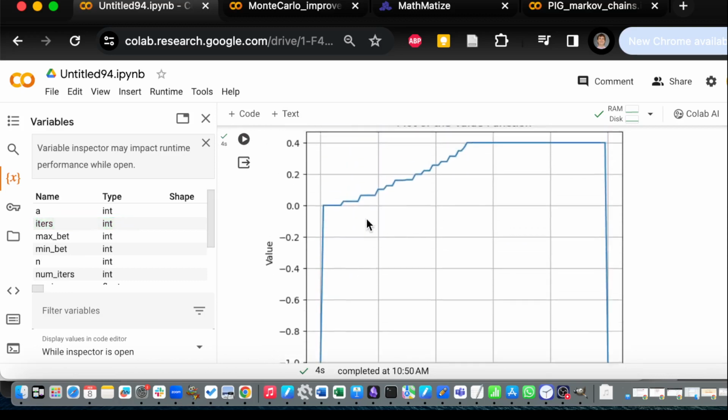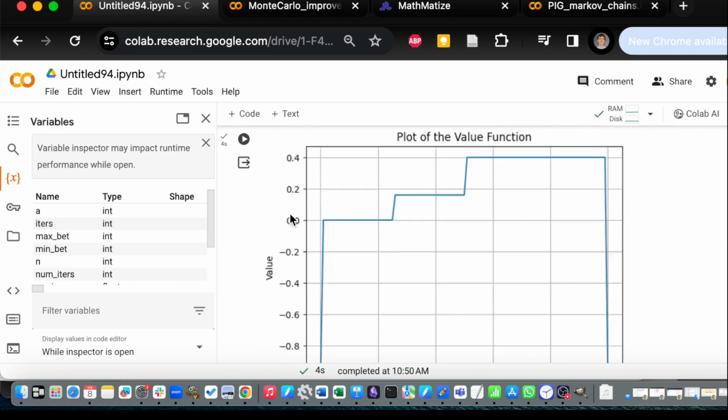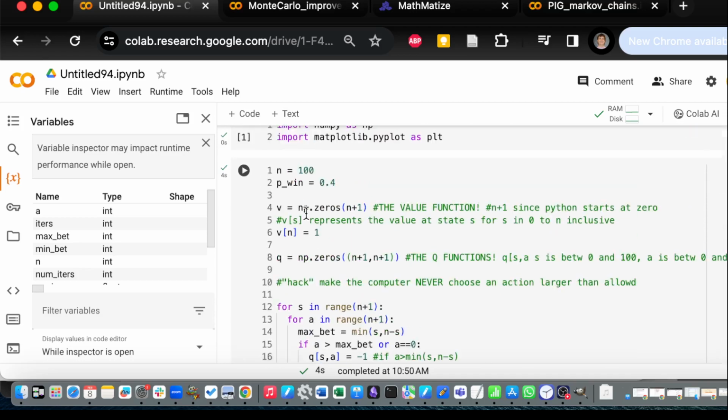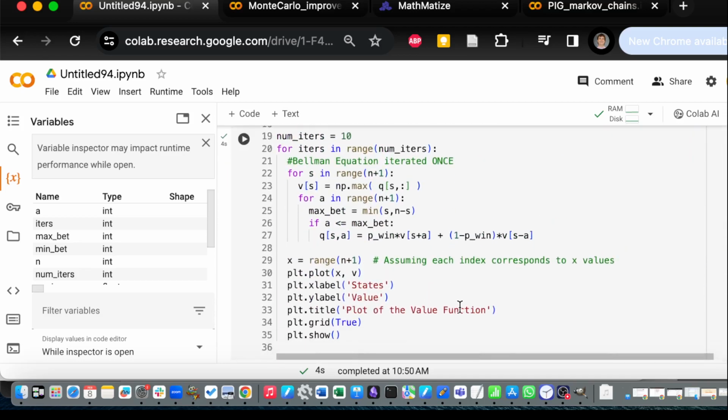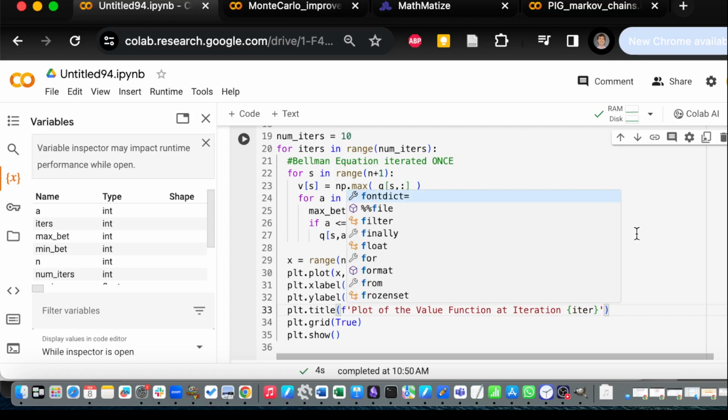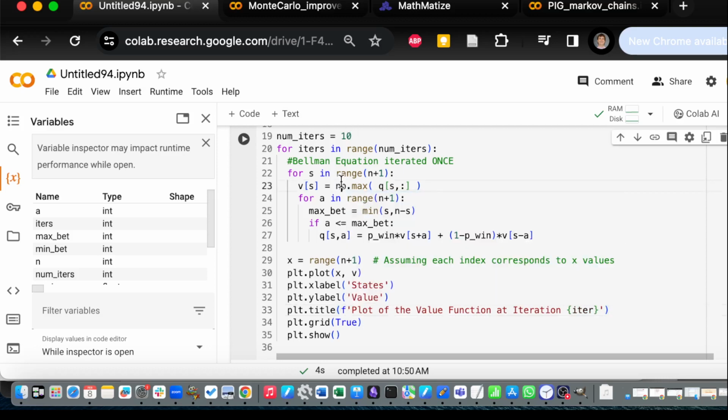Okay, value function. Let's add one little thing here to the title. We'll not just say plot of the value function. Let's say at iteration, and this is a good pro tip: iter, if you put it in curly brackets, and you also put an f at the beginning, that is called an f string, and the computer will put in what iteration we're in every title. Okay, let's see if this is working.